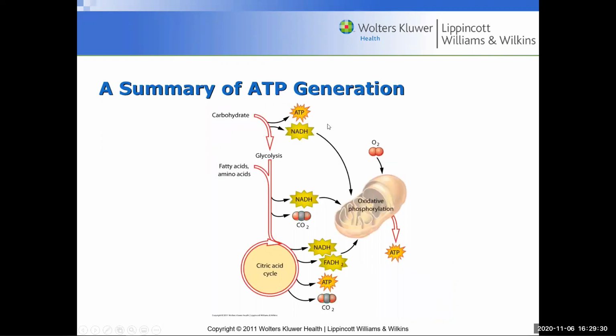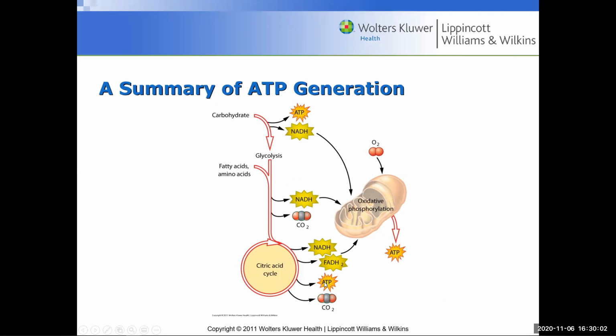So in terms of the summary of what we are looking at, in terms of the breakdown of carbohydrates, or glucose to be specific, the carbohydrate is broken down by the process of glycolysis. Also, fatty acids and amino acids can filter into this same pathway. When they do, this is the portion that occurs within the mitochondria, ultimately leading, most critically, to the generation of ATP.